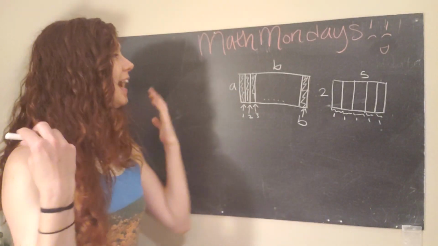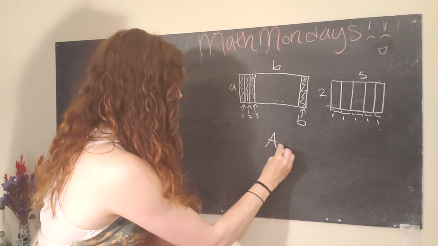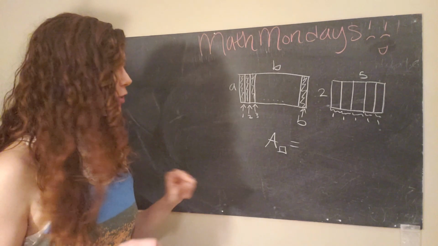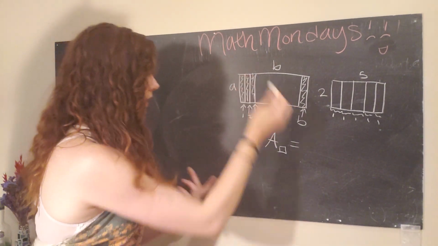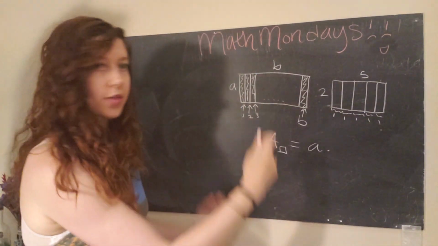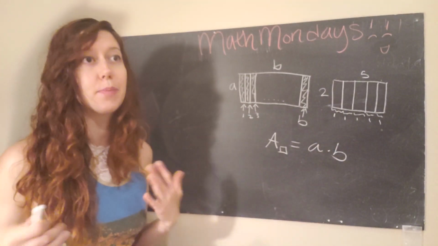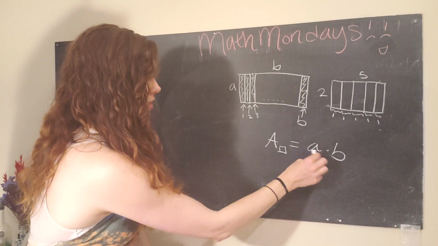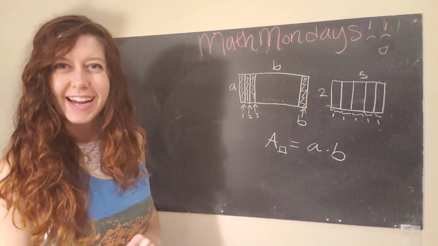Pretty cool, huh? Once we have figured this out, we can say, aha, the area of a rectangle, well, that looks like a square, but a square is just a special rectangle. So the area of a rectangle equals the height, in this case it's A, times the width, in this case it's B. And that works for any type of rectangle, including squares. For squares, you would just have A equals B, so you would have A squared. No problem. Pretty rad, right?